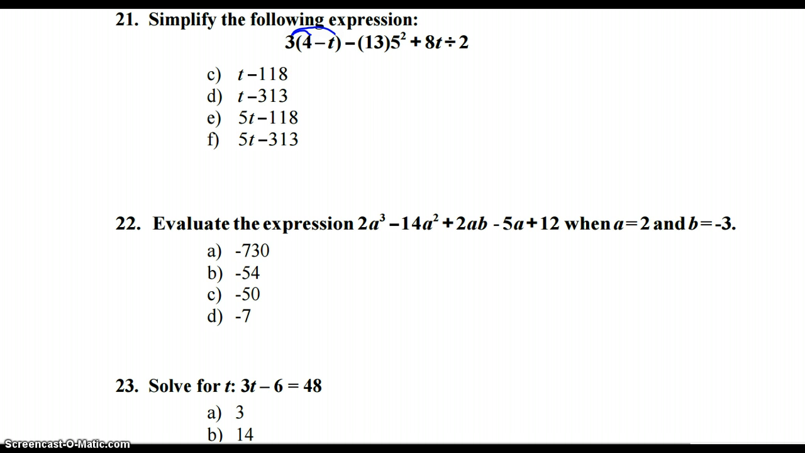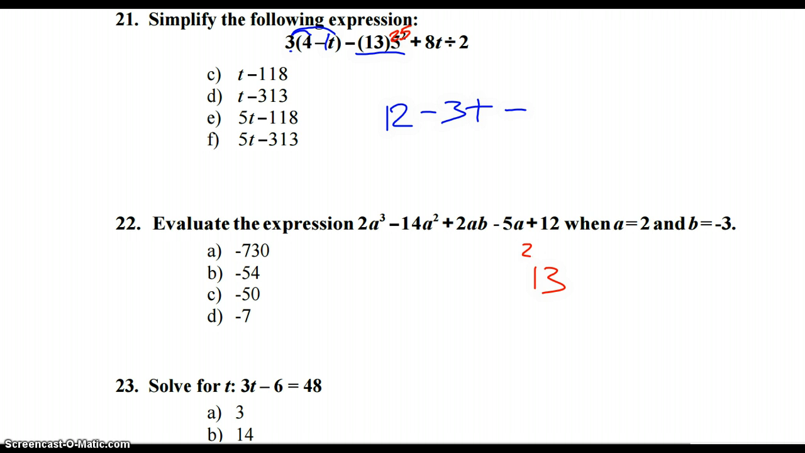So 3 times 4 gives me 12, and 3 times minus 1t is going to give me a minus 3t. Okay, and then I have minus this guy right here, and I'm actually going to take care of that. That's 13 times 5 to the second power. So I got to do 5 to the second power first. So this is 25 times 13.